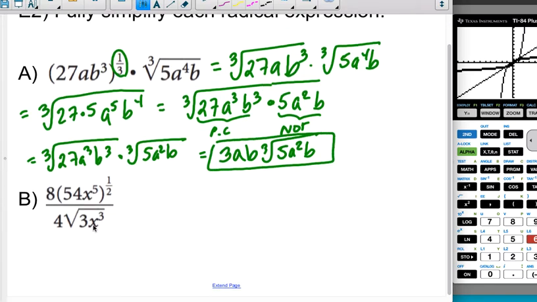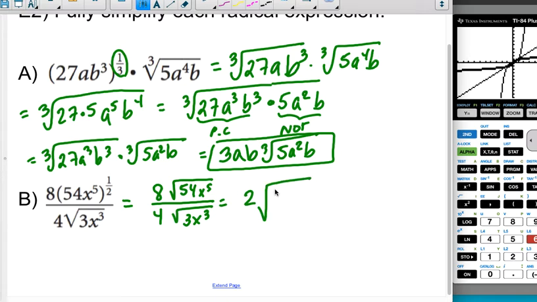All right, let's go ahead and walk through b. So again, for b, I'm going to suggest that your best option is to clean up the roots a little bit first. So I have an 8 over a 4, which I can clean up whenever I want, and inside here I have a 54x to the 5th over, inside this root there is a 3x to the 3rd. So I'm going to suggest that it benefits you to first cancel the 8 and 4 to just get a 2, and then make this one big root. So a 54x to the 5th over the 3x to the 3rd.